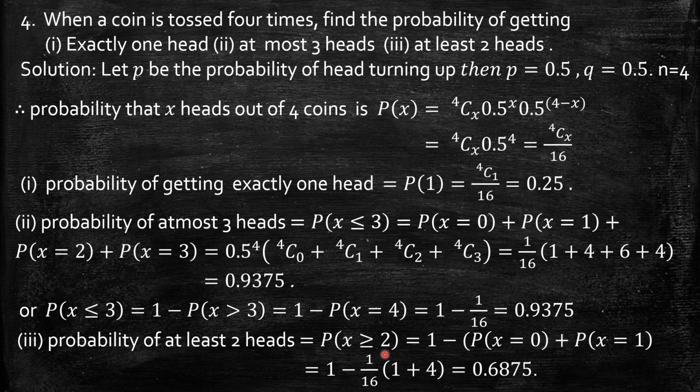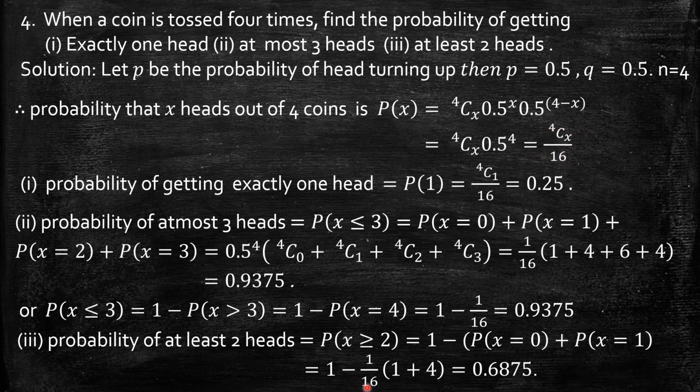All the probabilities we have to add. Or else we can take the complement of probability of x less than 2. Less than 2 we have only two values, that is 0 and 1. So 1 minus probability of x equal to 0 plus probability of x equal to 1, which is nothing but 1 minus, substitute over here, probability of x is 4Cx by 16.